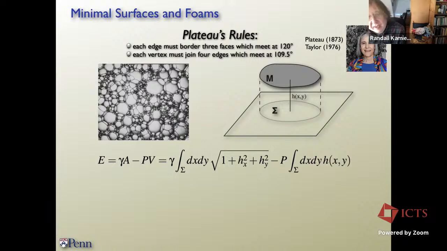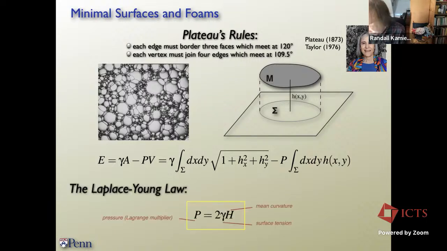But let me remind you that I showed you yesterday that minimizing the interface, the surface tension area, and the volume, right? So this is the energy that soap bubbles want to have. They want to minimize the interfacial area, and they have a fixed volume. You discover the Young-Laplace law that the pressure is equal to 2 times the surface tension times the mean curvature.